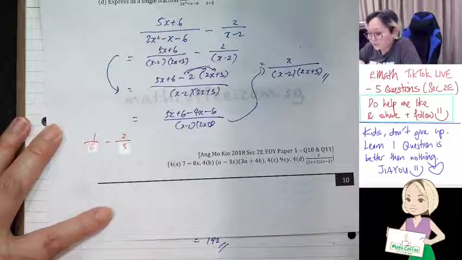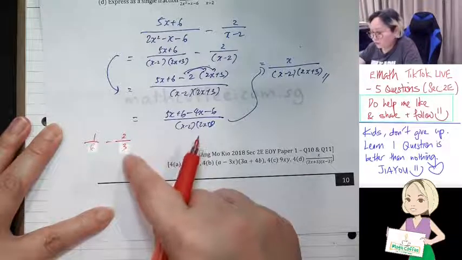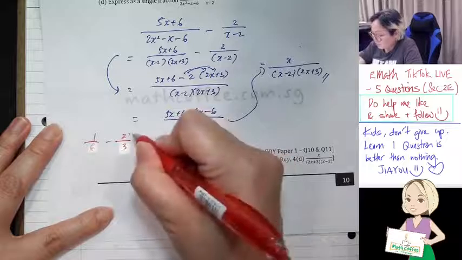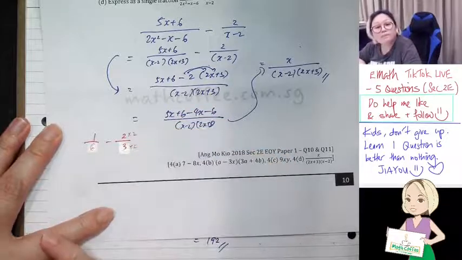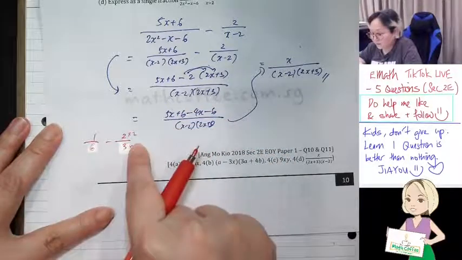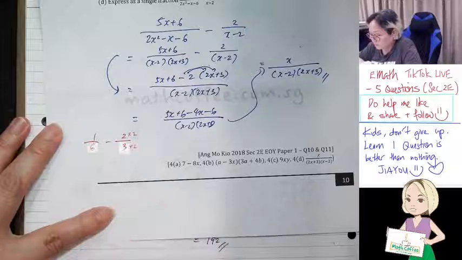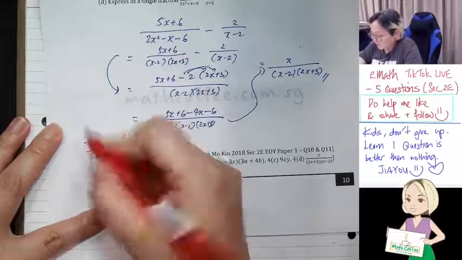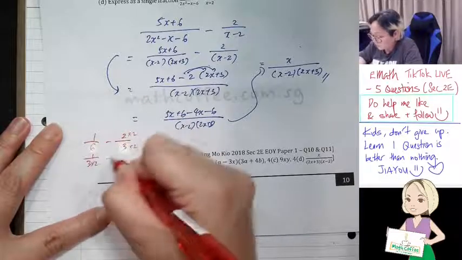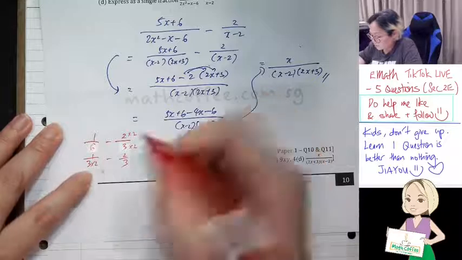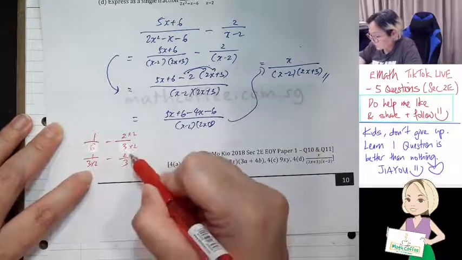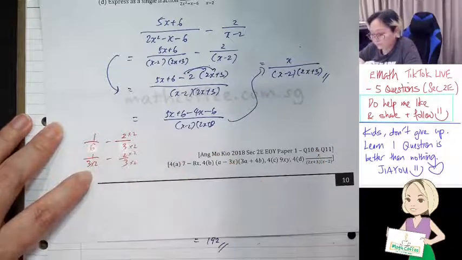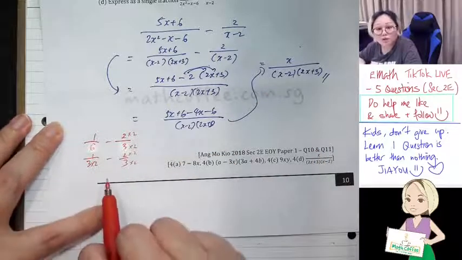So I need to change them to the same denominator, right? I know I want to change to 6, so this side I need to times 2. Agree? I need to multiply by the missing one. This 6 I factorize is 3 times 2, so that's why I need to times 2. This is normal fractions that we all know.